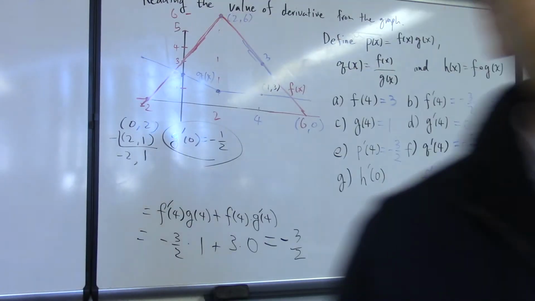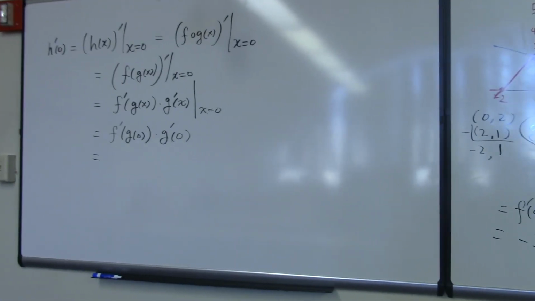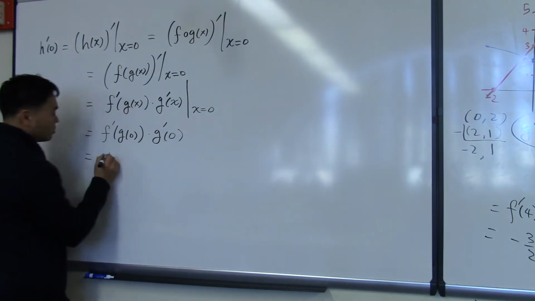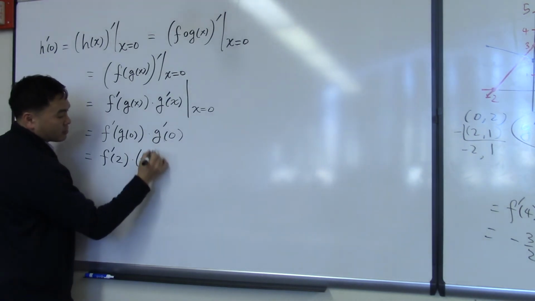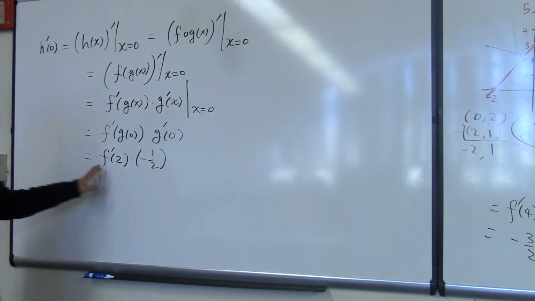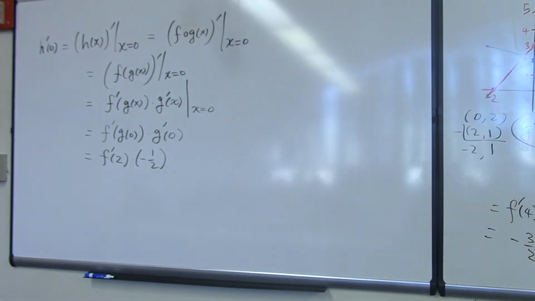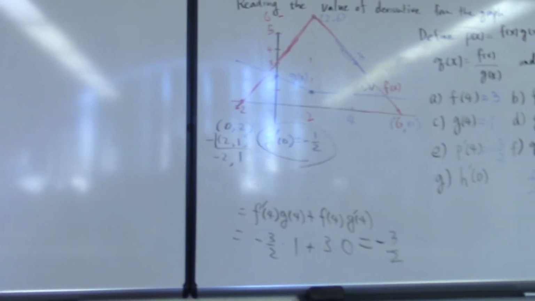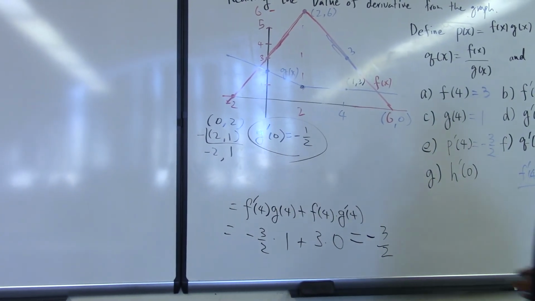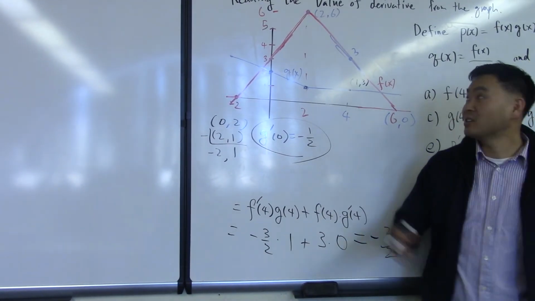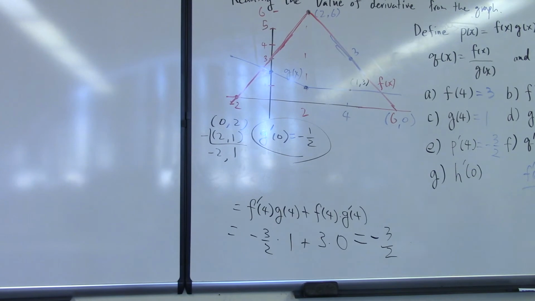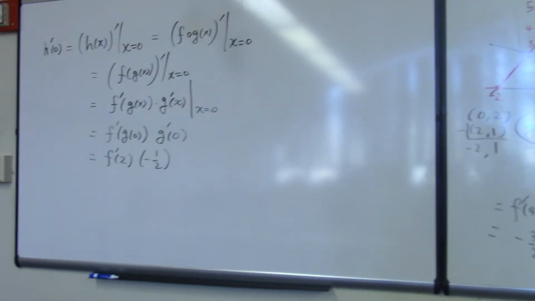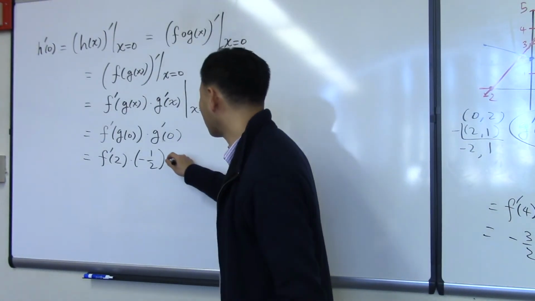So going back, we see that g of 0 is 2, and g prime of 0 is negative 1/2. Now we have to figure out what f prime of 2 is. Okay, so we have to go back and look for f prime of 2. Uh-oh. Well, what do we see at f prime of 2? It's a cusp, right? So what's the derivative of f at 2? DNE.